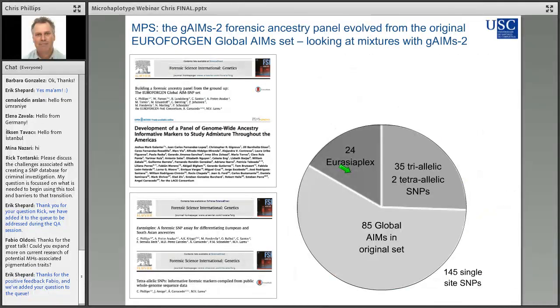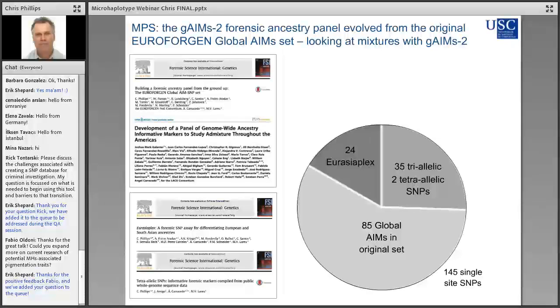Since MPS has arrived, we've been very interested in looking at mixtures and to see to what extent mixtures can be properly deconvoluted, on the basis that the sequence ratios, or the number of sequences that you see, match more or less the peak height ratios that you would get in a normal STR profile. So there's a direct relationship between the sequence ratios and the input DNA if it's mixed. I'm going to use, to illustrate the work we've done with mixtures, a new panel that we've been developing for ancestry.